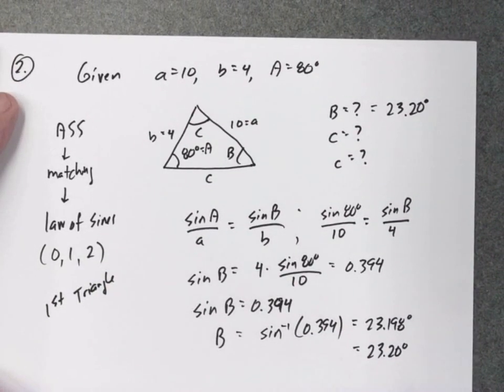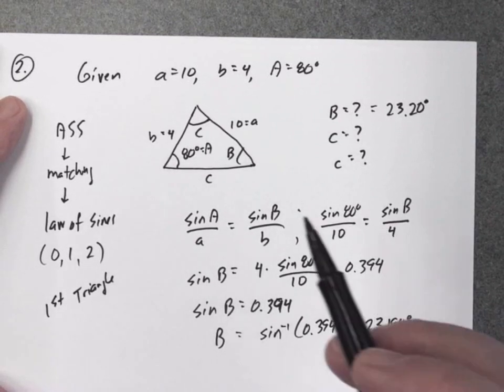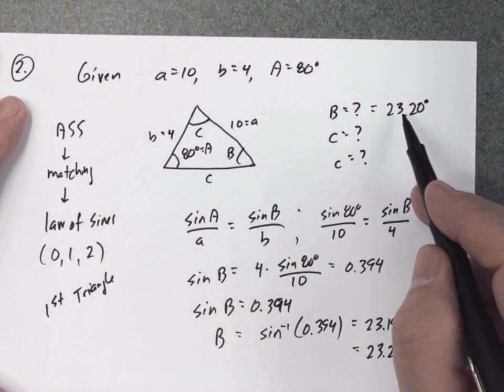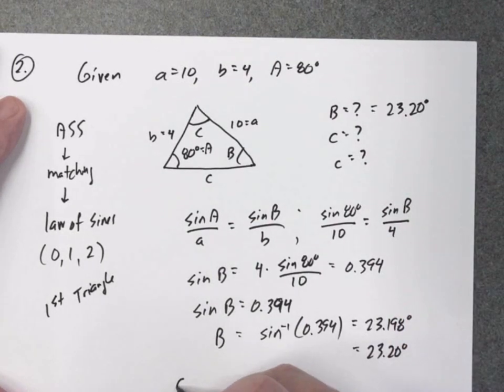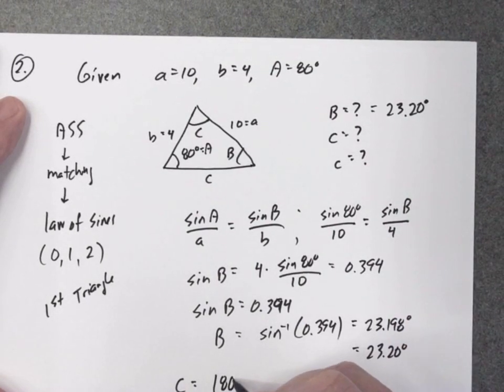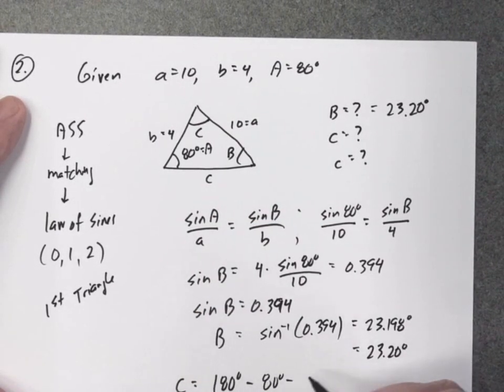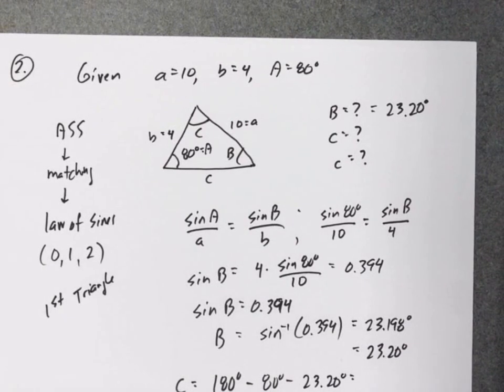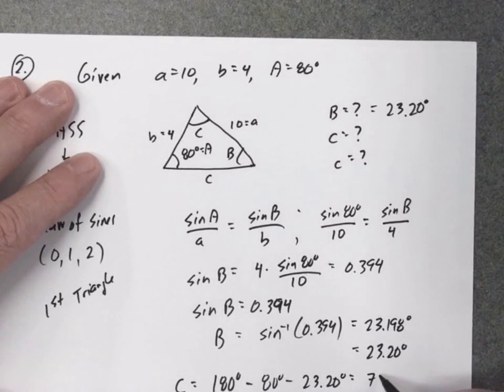So let's go ahead and now that I know angle A is 80, I know angle B is 23.20, I can find angle C by simply taking 180 degrees, subtracting angle A, subtracting angle B. So therefore angle C is going to be 180 minus 80 minus 23.2. Should be 76.80 degrees.